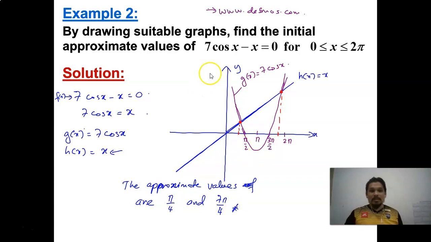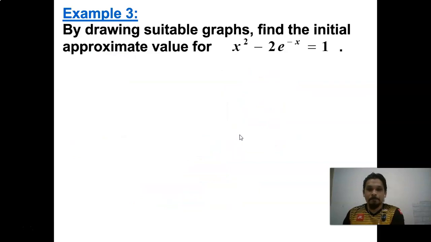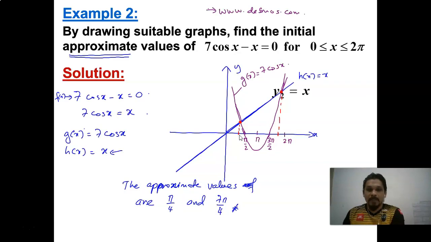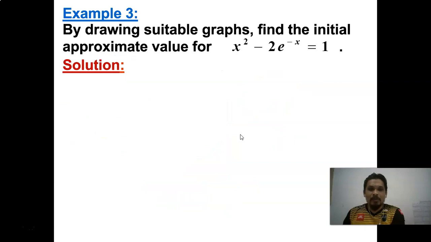Okay, as I said, that is just an approximate value. Find in the dictionary what's the meaning of approximate. Approximate values meaning that any values that are really close to the roots of the function. Okay, by drawing a table and graph, find the initial approximate value.